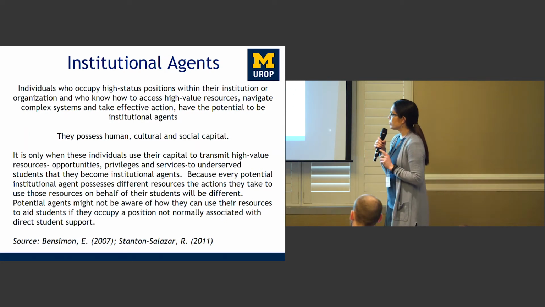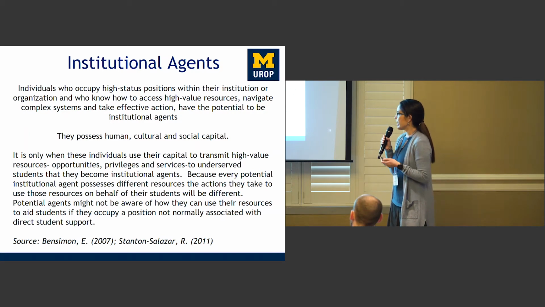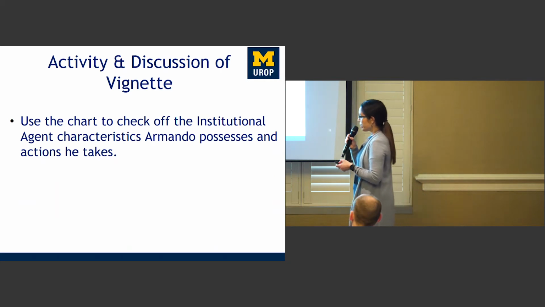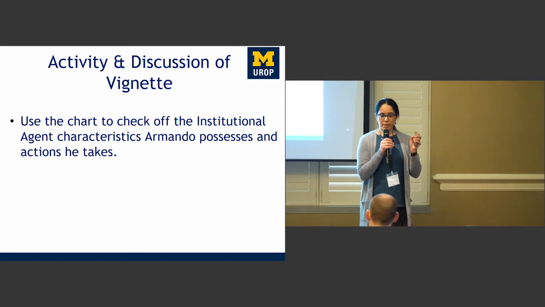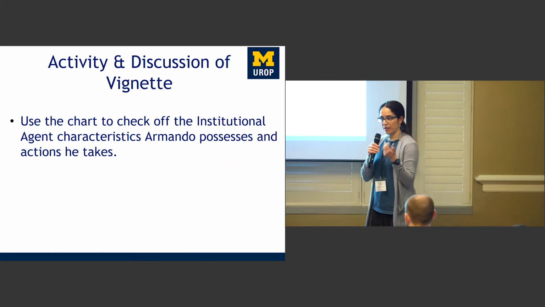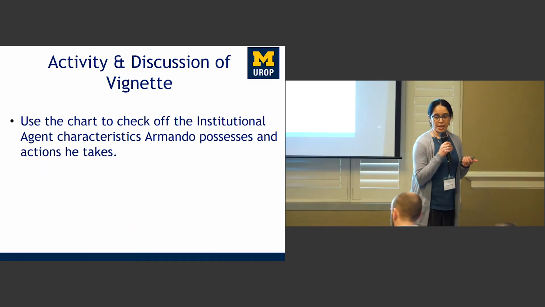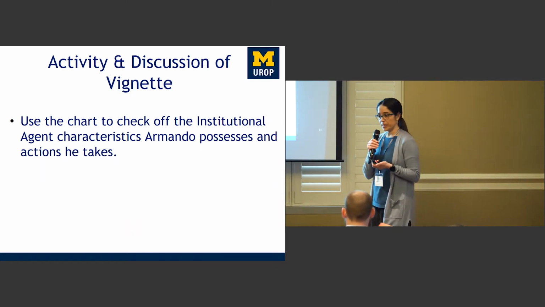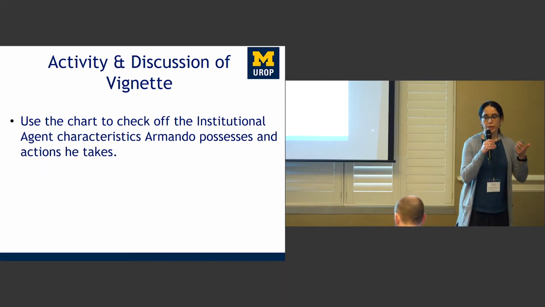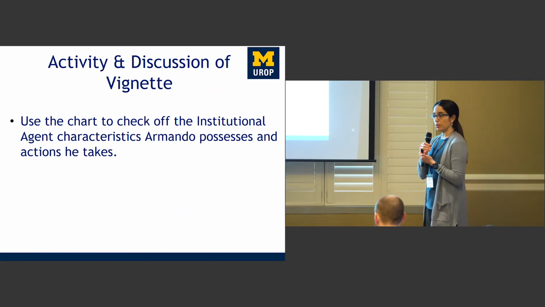Because every institutional agent possesses different resources, the actions they take to use those resources on behalf of their students vary. Potential agents might not be aware of how they can use their resources to aid students if they occupy a position not normally associated with direct student support. So with that, in your folders, I want to give a little caveat. I also teach and whatnot and came from USC, a lot of my doctorate work and other scholarly work. But they actually have, out of their Center for Urban Education at USC, University of Southern California, an actual institutional agent working with faculty, working with institutions at the community college in terms of what does this look like.